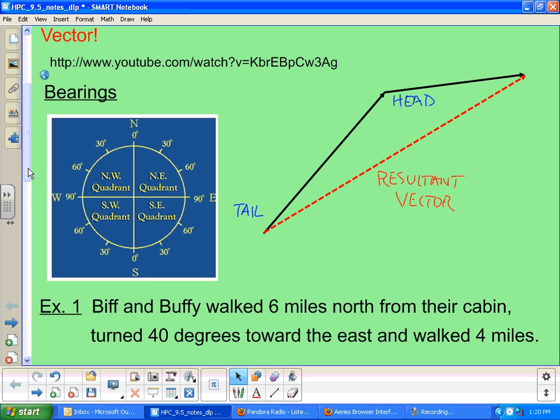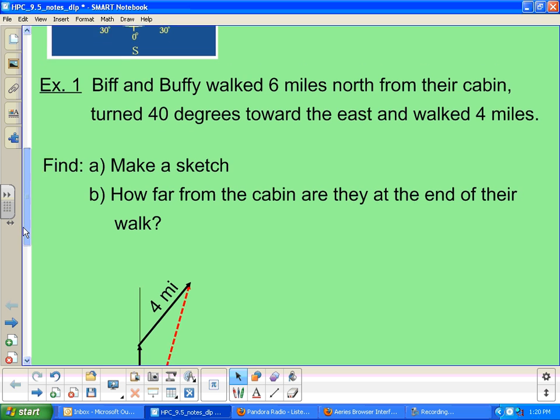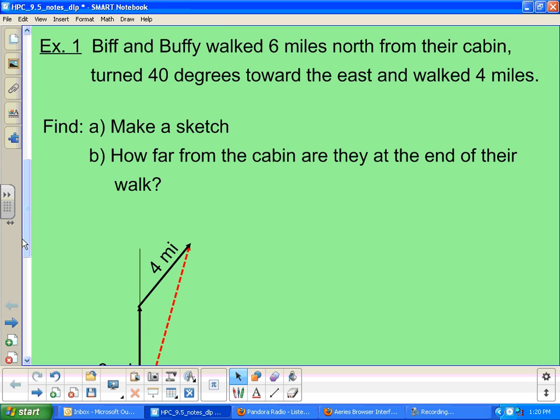So here we have our very first example. Notice who's going for a walk. Biff and Buffy. Biff and Buffy are going for a walk.